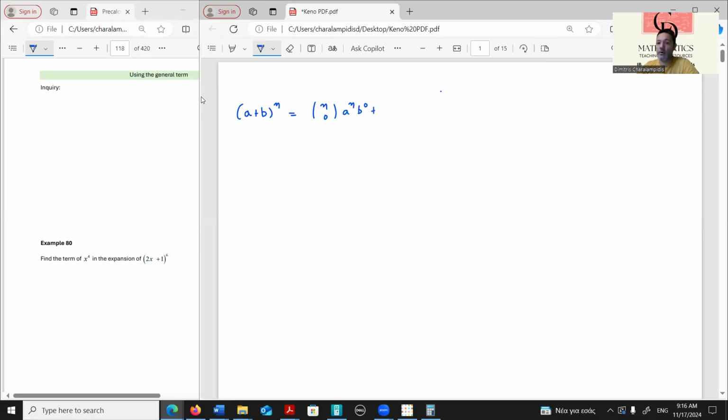N choose 0, a to the power of n multiplied by b to the power of 0, plus n choose 1 times a to the n minus 1 b to the power of 1, plus n choose 2 a to the n minus 2 b squared, plus n choose 3 a to the n minus 3 b cubed, plus, up until we end up with n choose n a to the 0 b to the n. That would be the proper expansion.